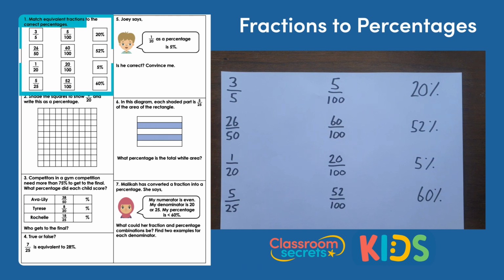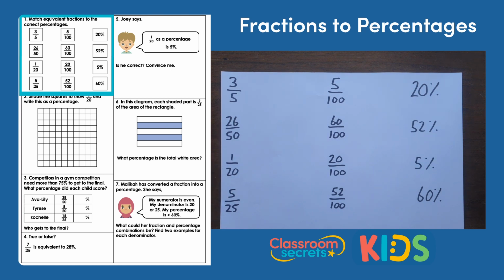Our first question asks us to match equivalent fractions to the correct percentages. So our first job is to take the fractions given to us on our left and convert them into fractions out of 100. That way we can easily see which fractions in the middle they are equal or equivalent to. So to do this, we're going to be multiplying our fractions by integers, which are whole numbers. And remember, when we do that, we need to multiply both the denominator, our bottom numbers, and our numerator, our top number, by the same number, or the same integer.